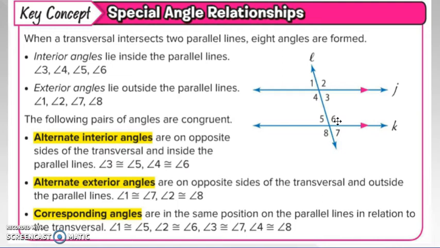2 and 6 are corresponding. 3 and 7, and 4 and 8. Another way to look at corresponding angles: if I pick all 4 of these angles up and I place them down on top of this other line, 1 would be on top of 5, 4 on 8, 3 on 7, 2 on 6. That's how you can tell corresponding angles.